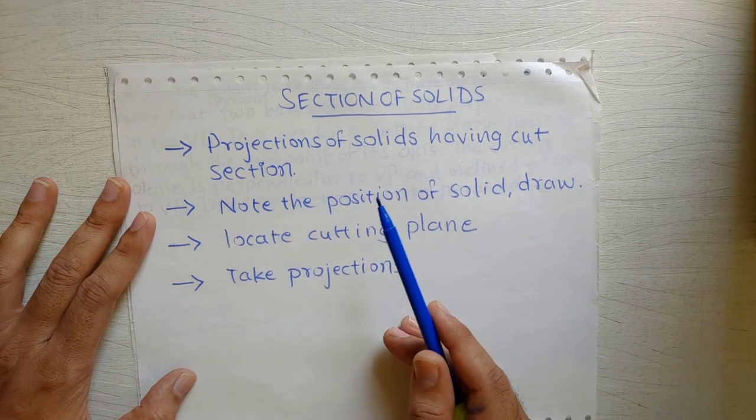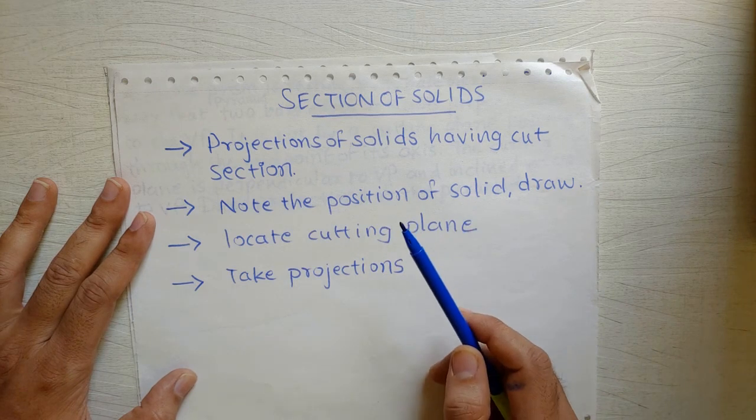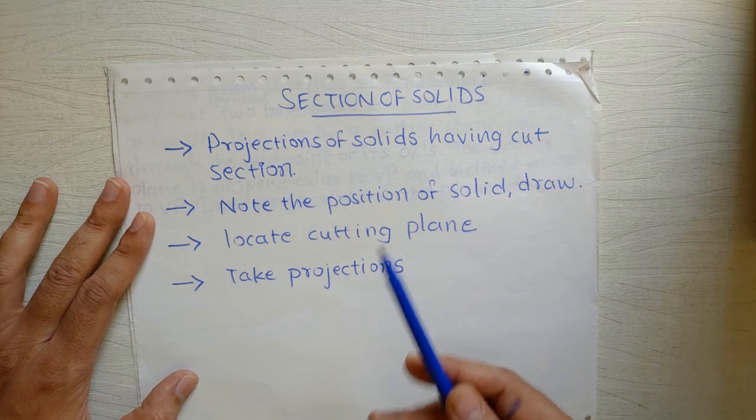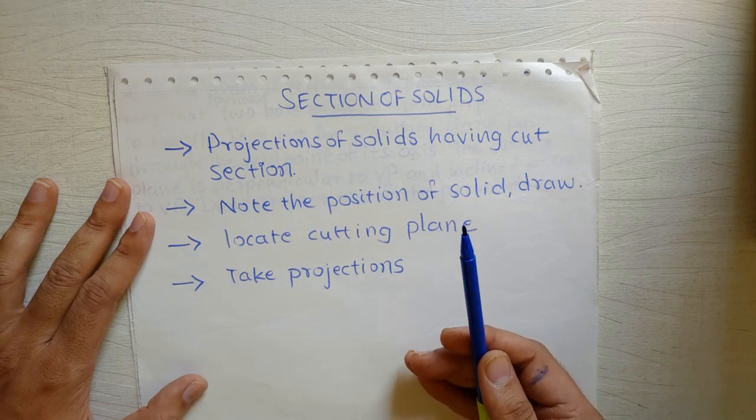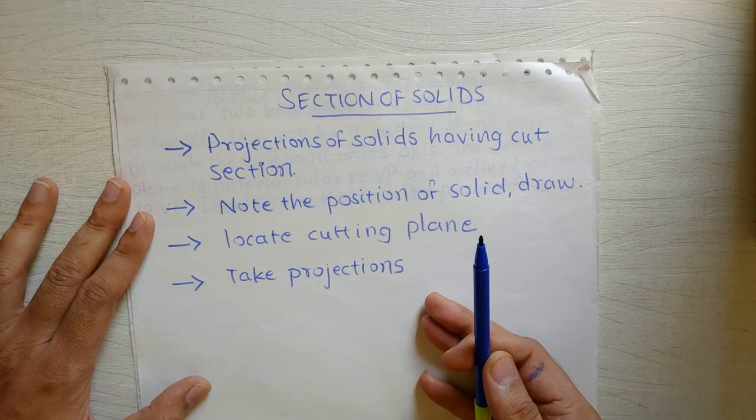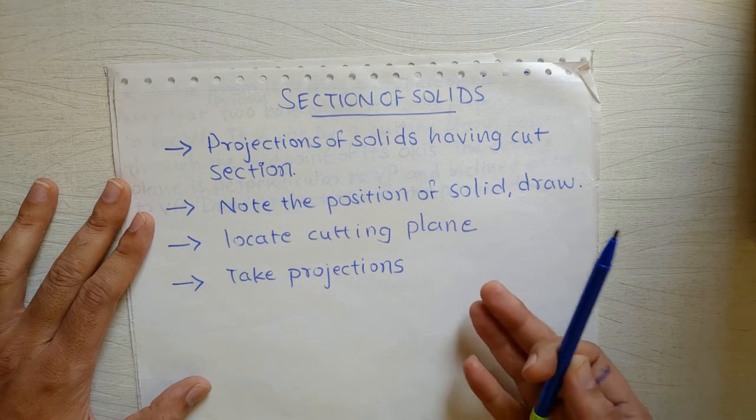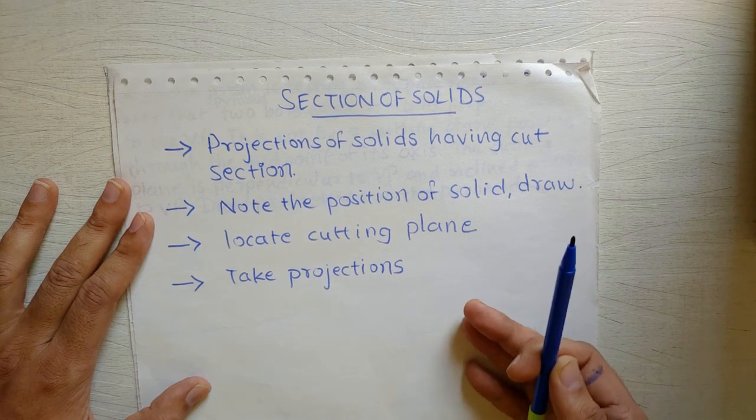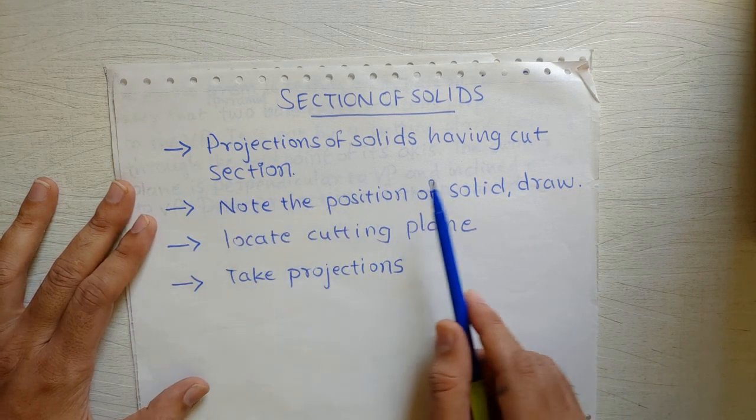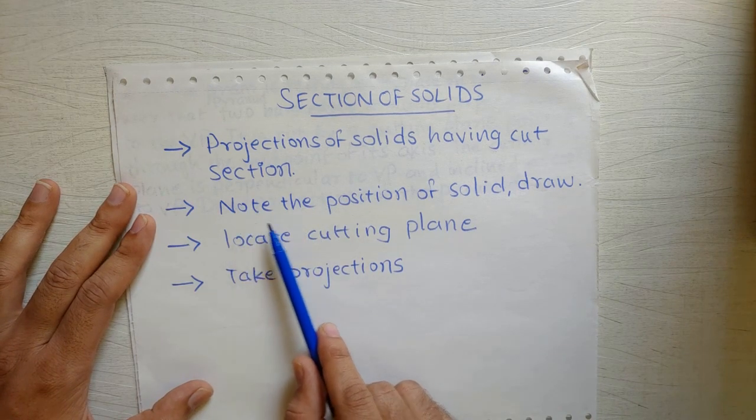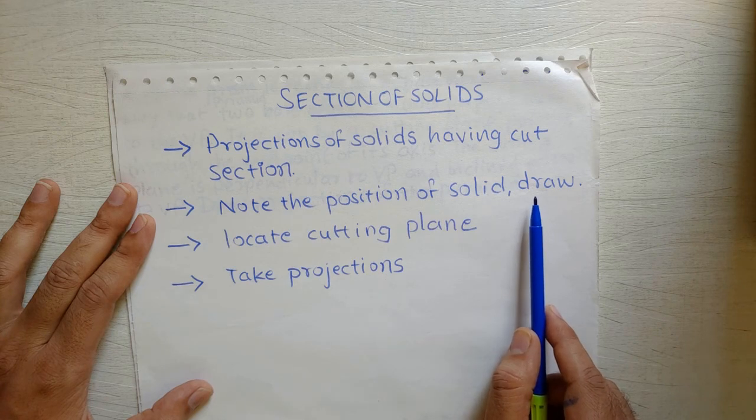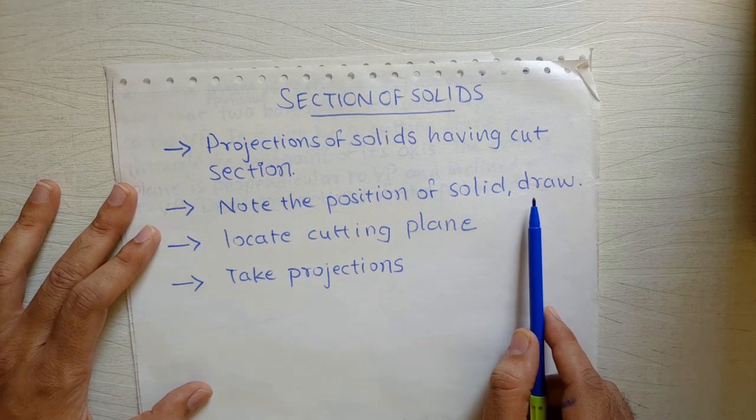That means in the problem statement some condition will be given, like the given solid is being cut by a cutting plane bisecting its axis, having inclination with HP or VP. This type of condition will be given. So what we need to do is first note down the given position of the solid and draw it as we were doing in case of projections of solids.